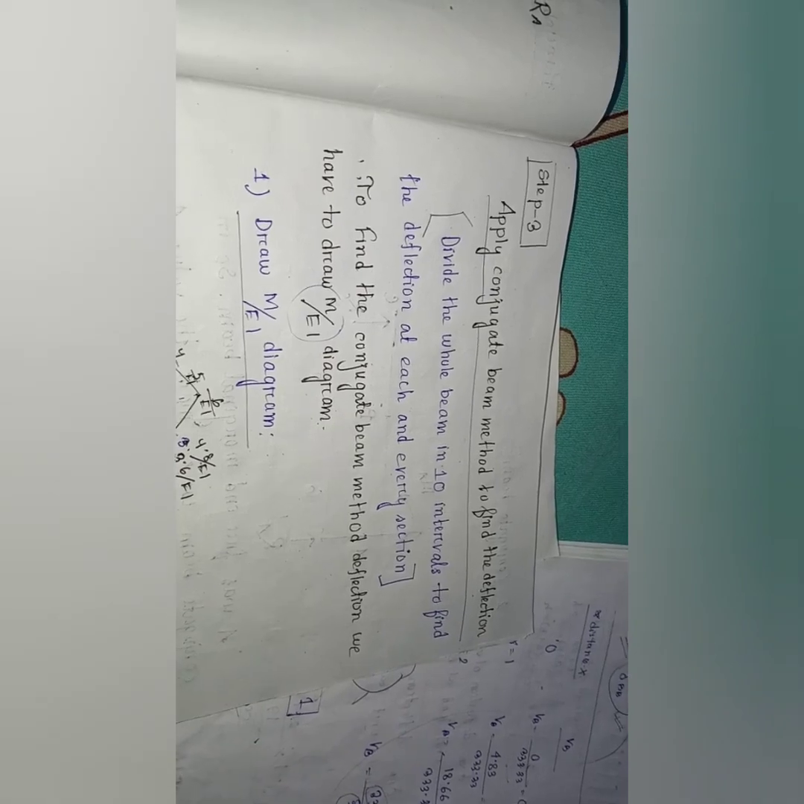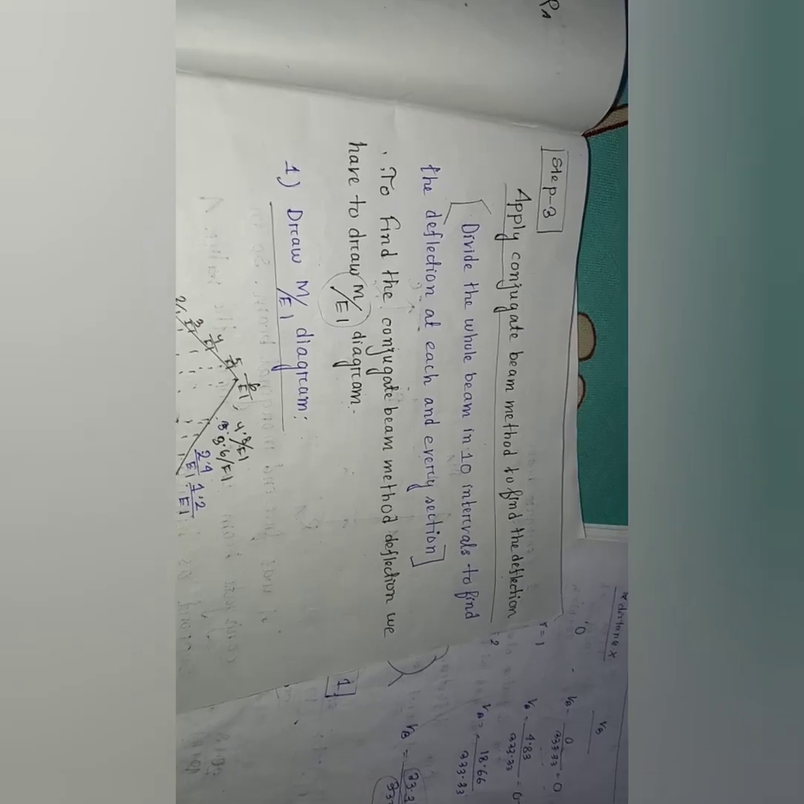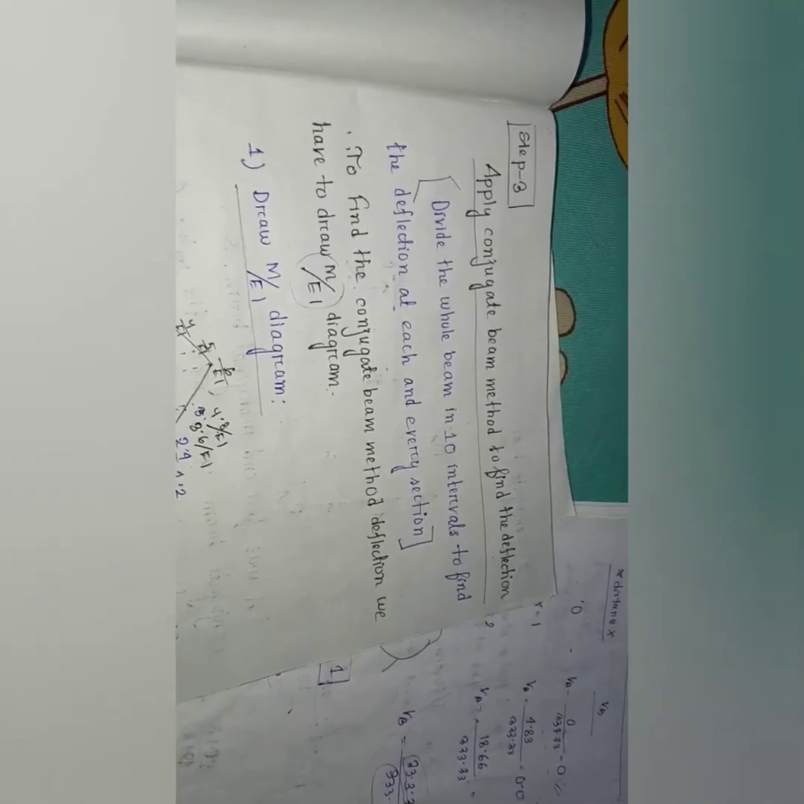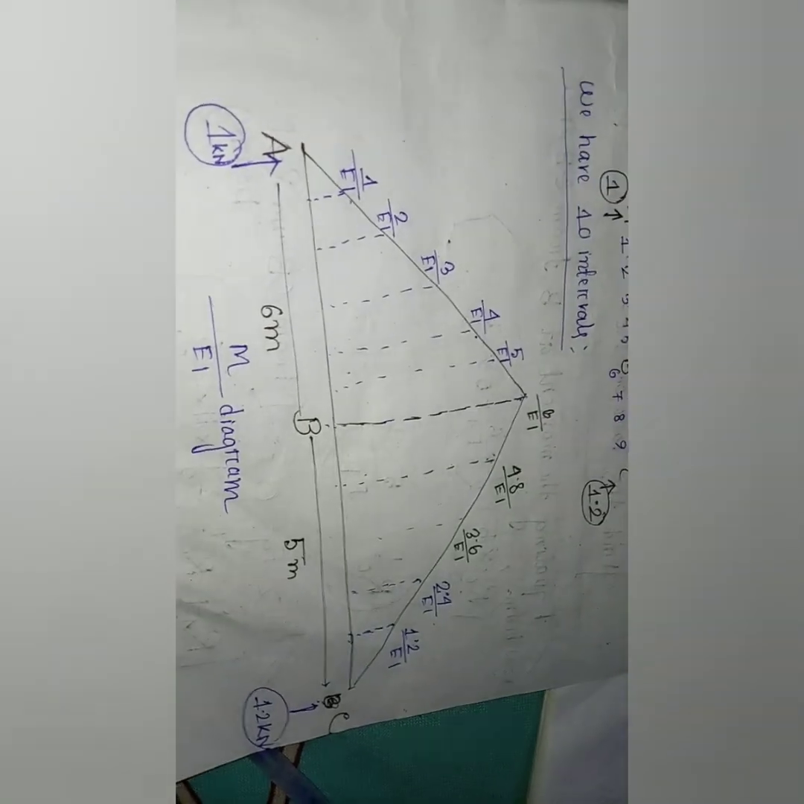And the whole portion we have to divide into some number of intervals. We all know this from the previous video. Divide the whole beam in 10 intervals to find the deflection at each and every section. And the number of intervals will be most probably given in the question. And if it is not given, we can choose it by our wish. So I have taken 10 intervals. That means I have divided the whole beam, you can see, into 10 equal intervals.